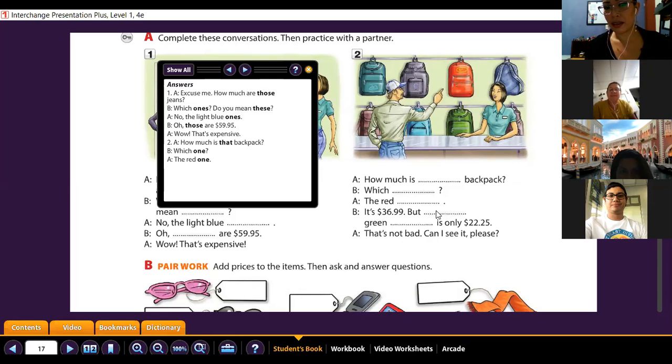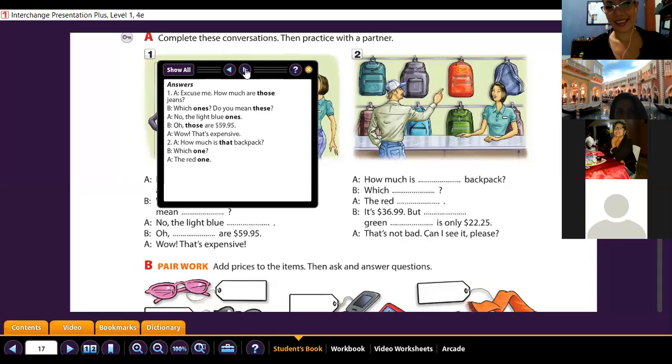$36.99, but I have another. But teacher, it's correct if I say, but I have another. Yes, it's correct. Aunque estamos utilizando lo que estaba en el cuadrito de gramática. So, pero es correcto decir, but I have this. But this green one. It's only $22.25. Then he said, that's not bad. Can I see it, please?